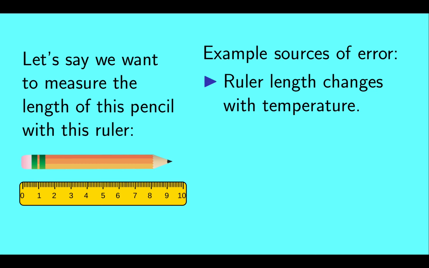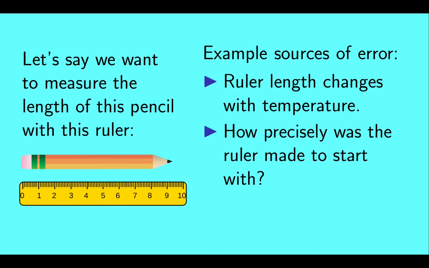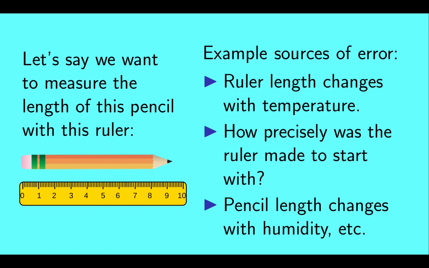For example, the ruler length will change slightly with temperature. How much has the current temperature affected the result? How precisely was the ruler made to start with? And, for that matter, the pencil length will change with humidity, temperature, etc. Is the length of the pencil under current conditions even the quantity we actually want to measure? Maybe we want to know it under very specific conditions that are different than what is happening now. How much will this change the result?